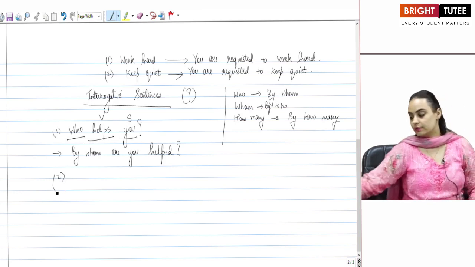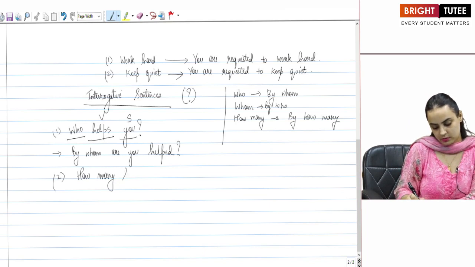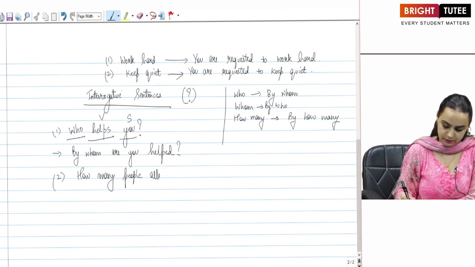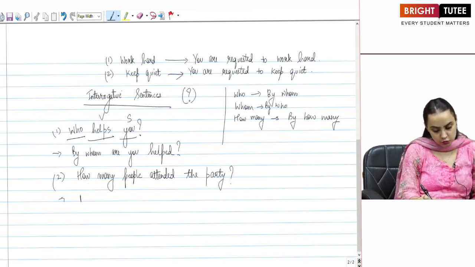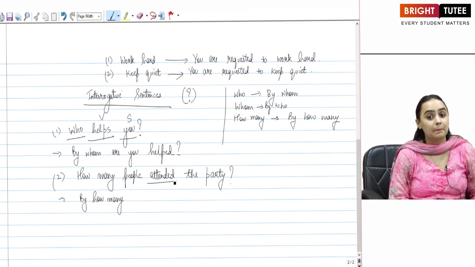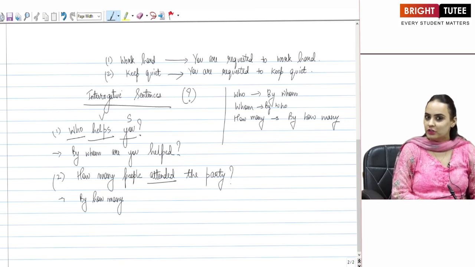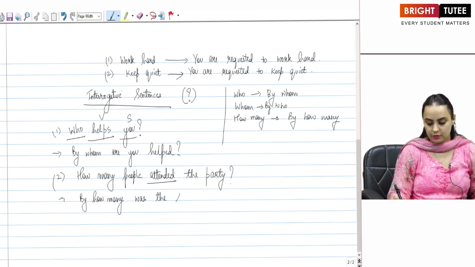Similarly, the second question, if I give you the example, how many people attended the party? How many changes to by how many? By how many people? Attended is my verb, which is in simple past tense. How do we change a verb in simple past tense? Was plus the third form of the verb. So by how many people was the party attended?